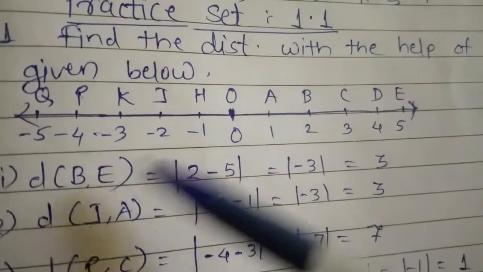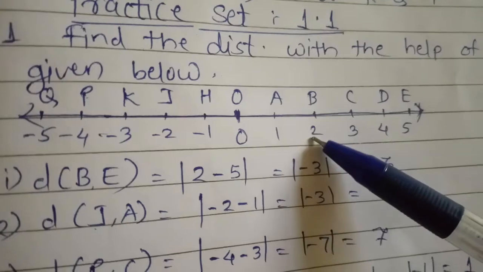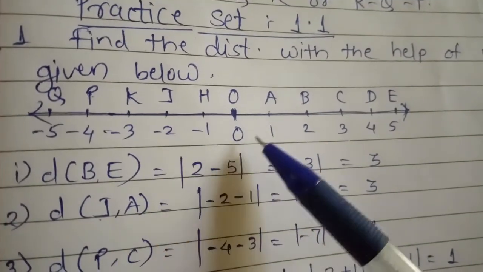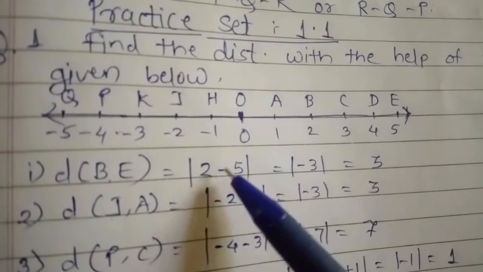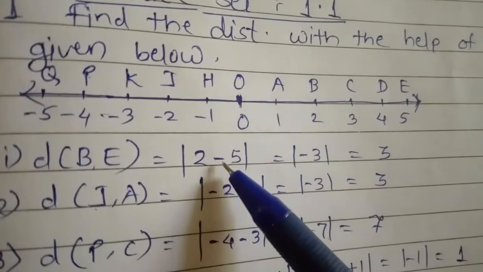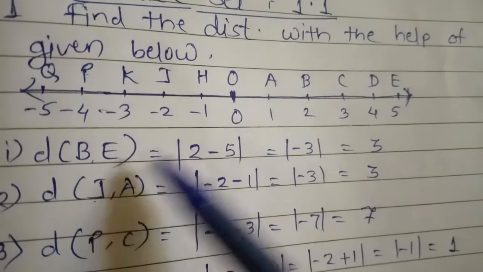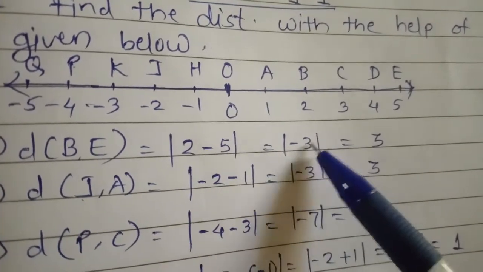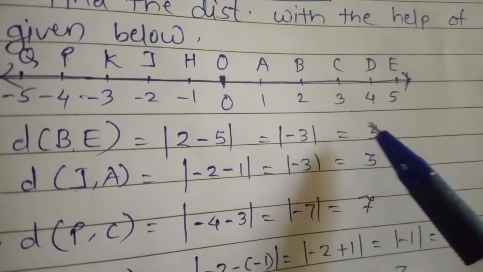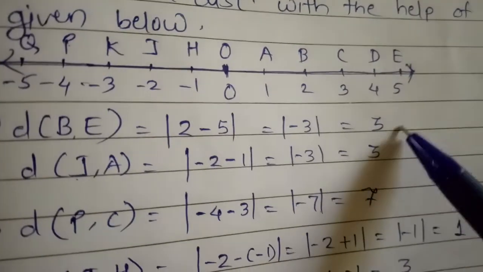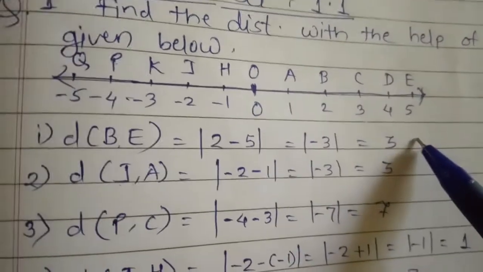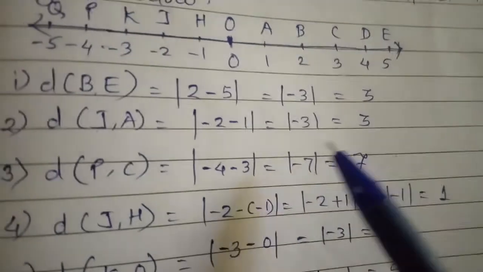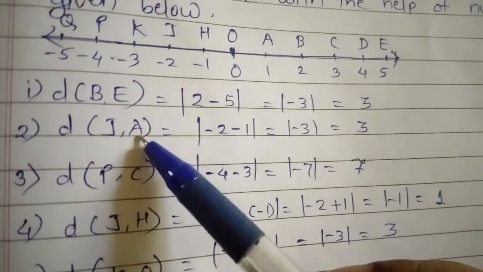So distance BE. First we have to find out the coordinate of B. Here the coordinate of B is 2 and the coordinate of E is 5. So what do we have to do? Just write down this modulus sign. The coordinate of B we write first, there is always a subtraction sign, so minus the coordinate of E, which is 5. So what is the answer? The answer is -3. But we know that the modulus of a negative number is a positive number, so the answer of -3 will be 3. Remember that every time the answer is a positive number because distance is always positive.